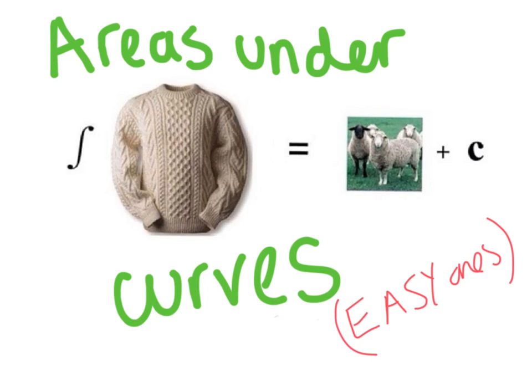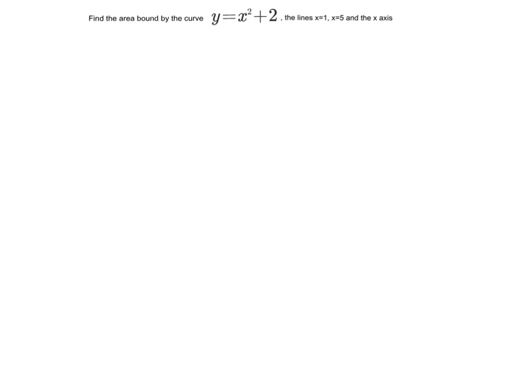Okay everyone, we're going to look at areas under curves and we're going to start by looking at easy ones. A typical C2 question will ask you to find the area bound by the curve, in this case y equals x squared plus 2, and a couple of lines, in this case x equals 1, x equals 5, and the x-axis.